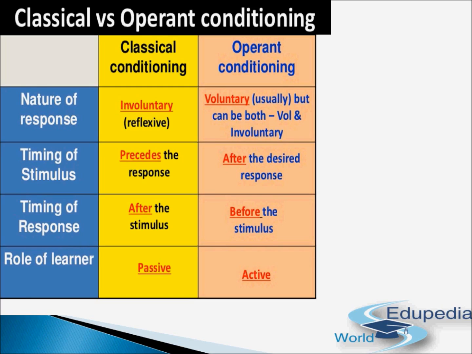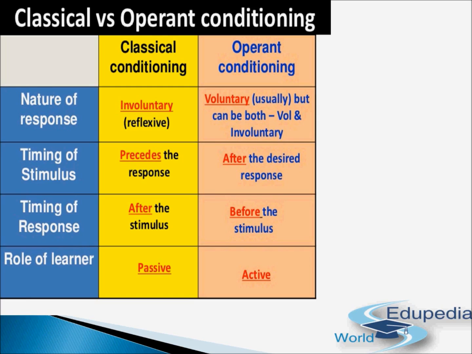But in the case of operant conditioning, the stimulus is after the desired response, meaning the reward is given after the desired response. If I perform better, I am given more bonus. So in the case of classical conditioning, the response is after the stimulus. But in the case of operant conditioning, it is before the stimulus.